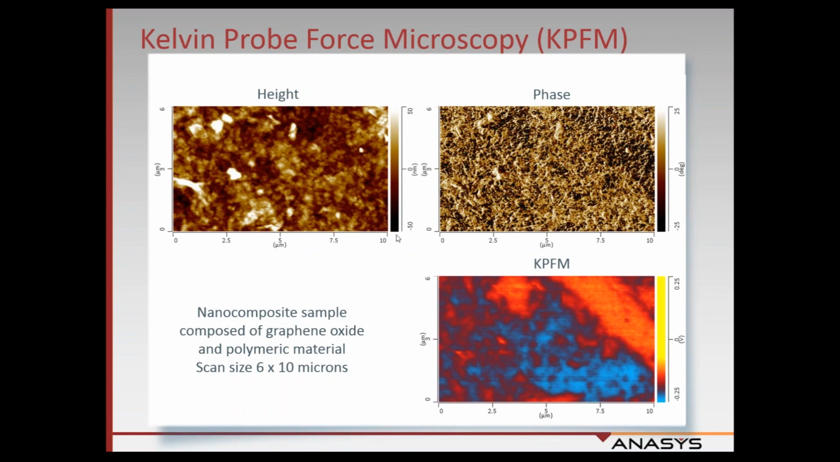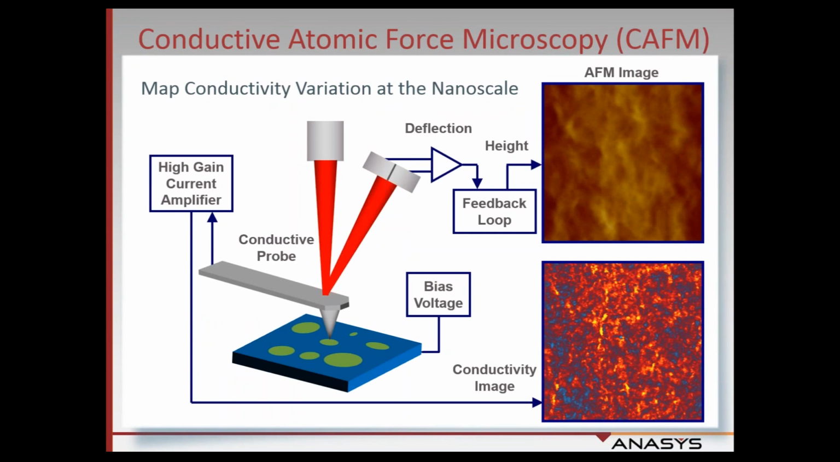This sample is composed of graphene oxide and a polymer. We can see the topography of the surface in the height image, and within the phase image we can see some variations around the surface in which the stiffness varies across the surface. But the KPFM really highlights some of these domains within the sample in which there is a higher concentration of this graphene oxide relative to the polymeric material and a more evenly distributed region here.